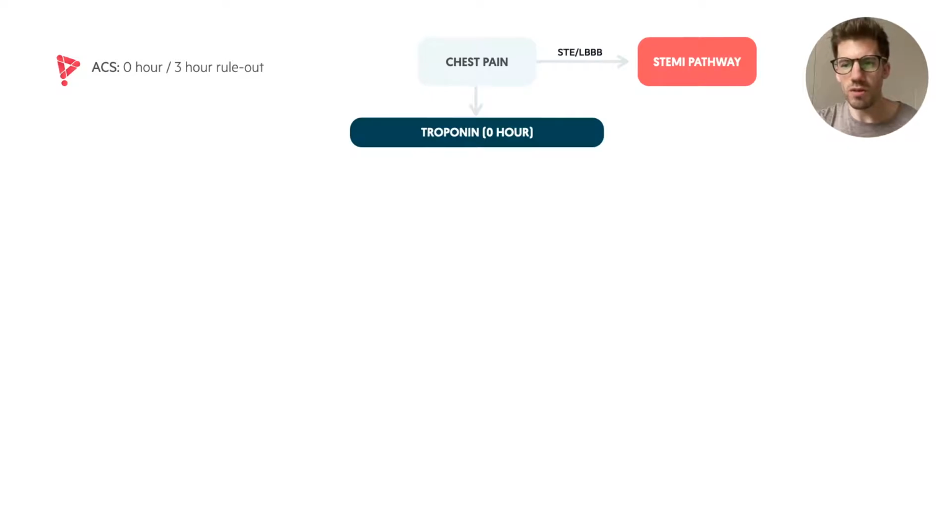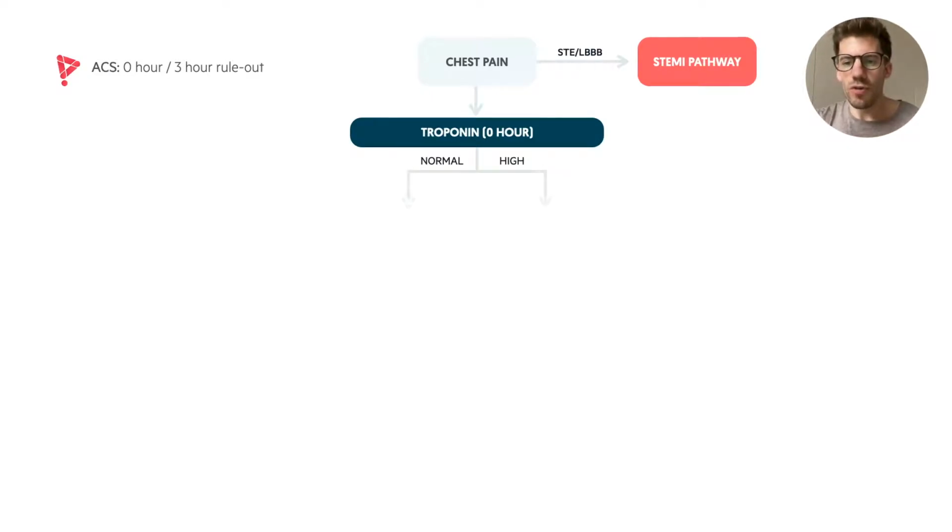So we can use the troponin in the emergency department particularly to help rule in or rule out acute coronary syndrome. So in someone presenting with chest pain, the first thing we need to do is exclude whether this is a STEMI by excluding ST elevation and left bundle branch block. If either of those features are present, they need to go down the STEMI pathway with urgent transfer to a primary PCI centre. If those features aren't present, then we can start with taking a troponin at 0 hours.